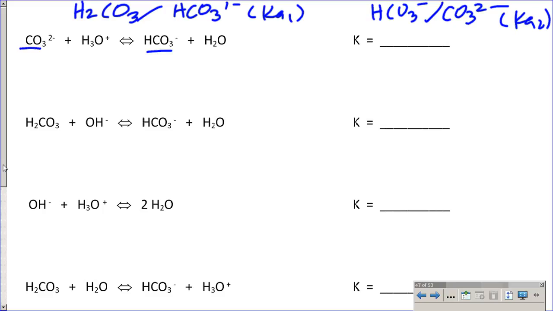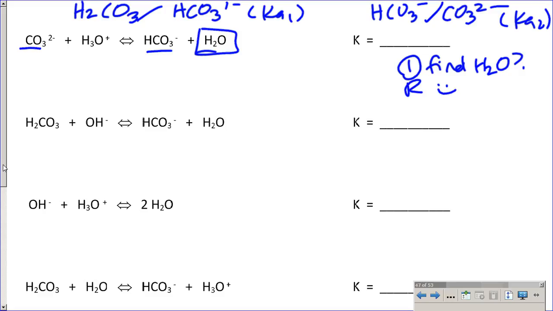So you need to look first and see what you're dealing with. And here's my step-by-step process. 1, find water. Figure out where water is. Is it on the left or the right? Reactants or products? In this case, water is a product. So that means my reaction has been reversed. Because I don't know if you've noticed this, but every time we do an acid dissociation or a base dissociation, it's interacting with water. If you put water as a product, it's because you've reversed that reaction. So in my head, if I found water and it's a reactant, I'm good. I'm not going to manipulate the K.